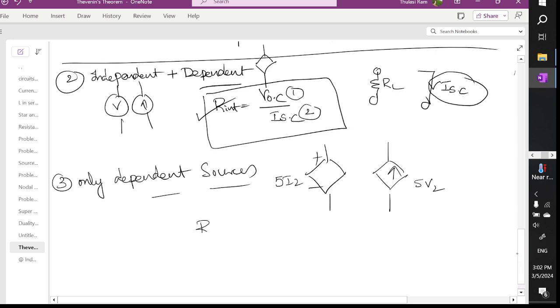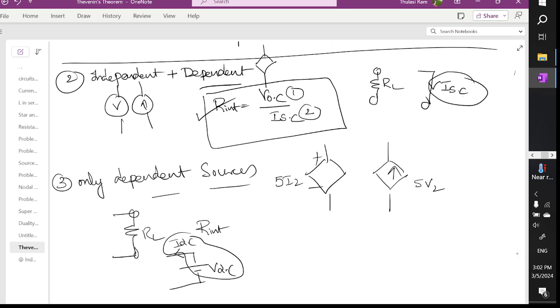Then how to find out R internal? Remove the load resistor. So the load resistor is given. Remove the load resistor and apply a voltage of VDC and find the current IDC. So you can see here, when you find this by removing the load resistance, you can find out R internal as VDC divided by IDC. Then automatically you can evaluate R internal.